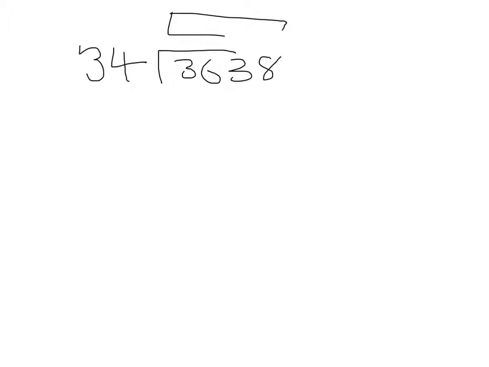Now let's try making sense of the problem using the partial quotient method we used in class. So the divisor is 34 and the dividend is 3,638. What we want to figure out, the answer, is right here.